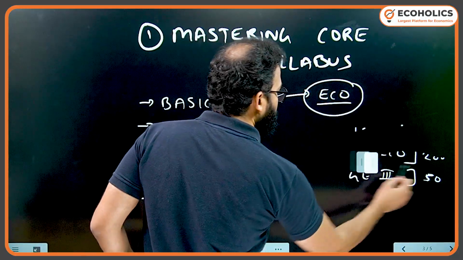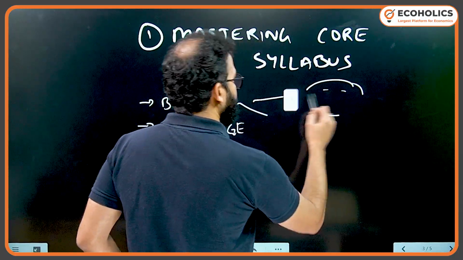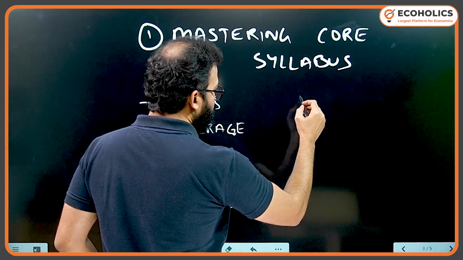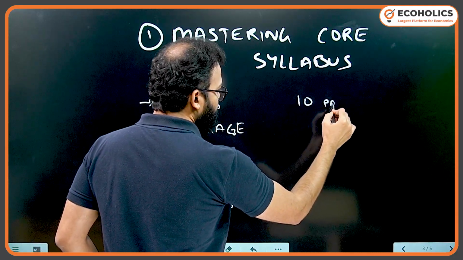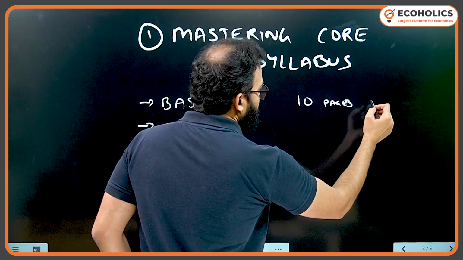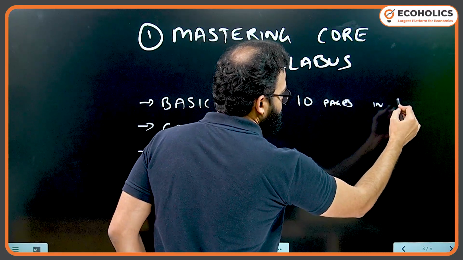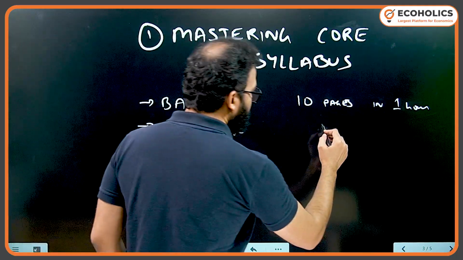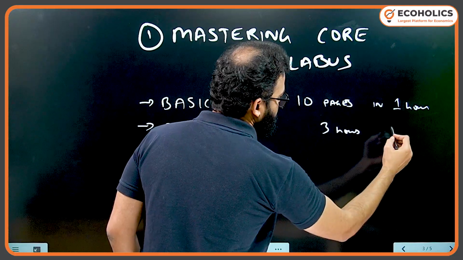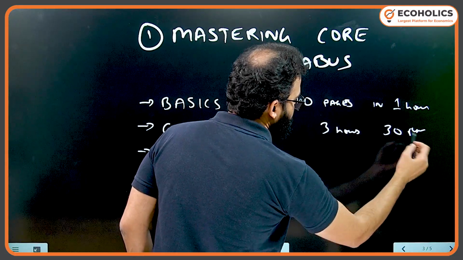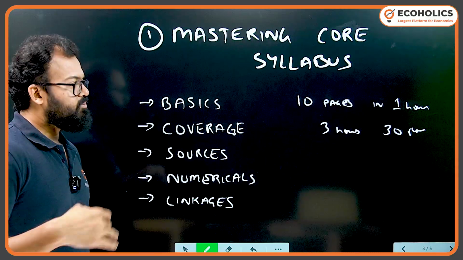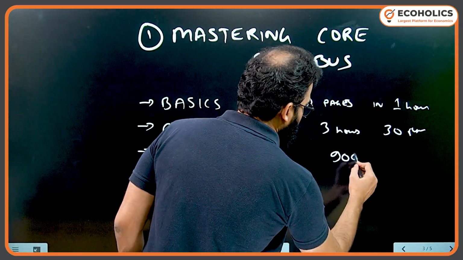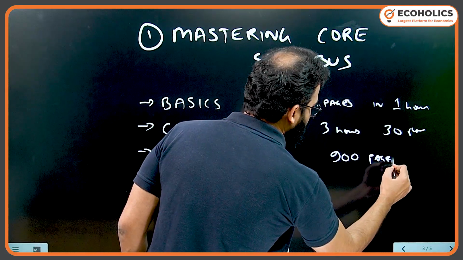The third point, if we talk about here, is the sources. Now sources are very vital. Let me tell you why. Because suppose, for example, you are able to read only 10 pages in 1 hour. So it means if you are reading for 3 hours in a day, it means 30 pages. And these 30 pages, if you are reading in a whole month, somewhere around 900 pages you will be reading.